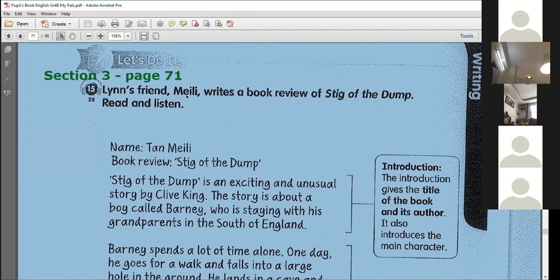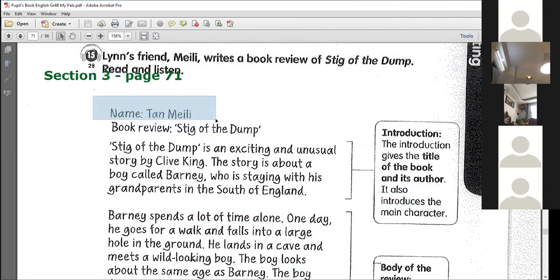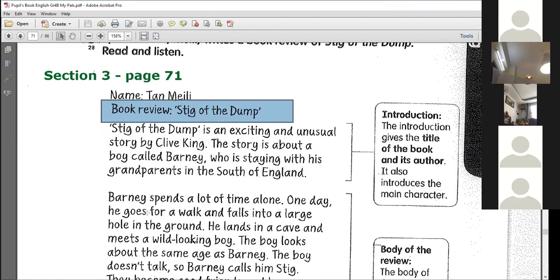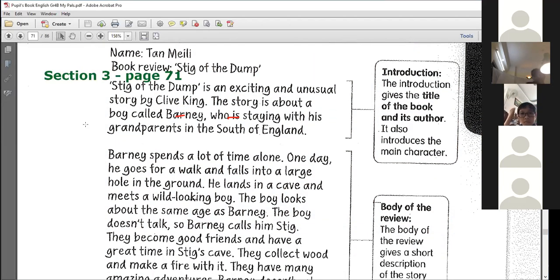It says, Lynn's friend, Melly, writes a book review of Stig of the Dump. Read and listen. All right, so first, as always, you start with your name at the top, and then you write the words book review, and then the name of the book that you are reviewing, all right? And let's look here. We have put the title in quotation marks here, and we have also capitalized a couple of letters because this is the name of the book, okay? We don't need to capitalize these little words because they're not too important, all right? We just want to capitalize the first word and then all the important words. So we have capitalized the S on Stig and the D on Dump. All right, let's keep reading, shall we?